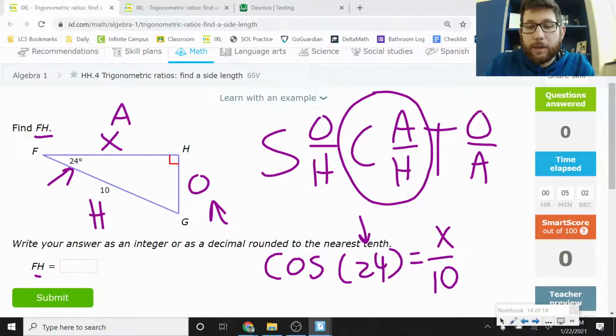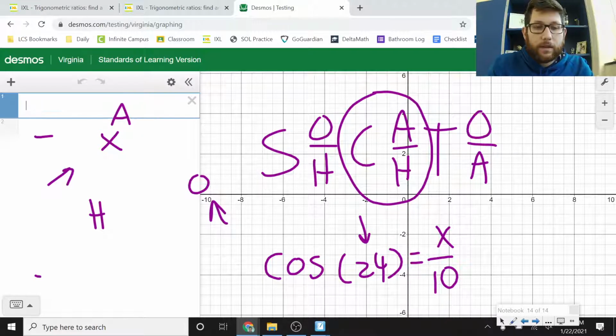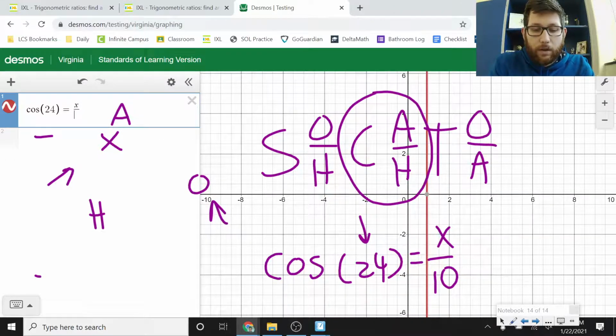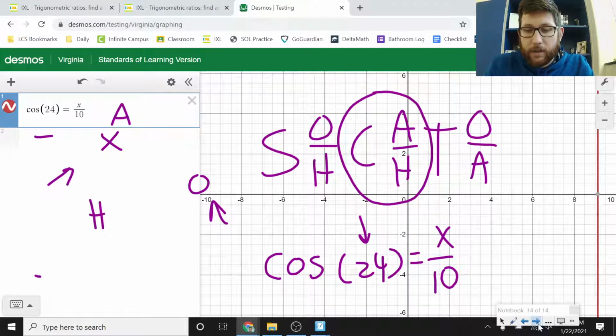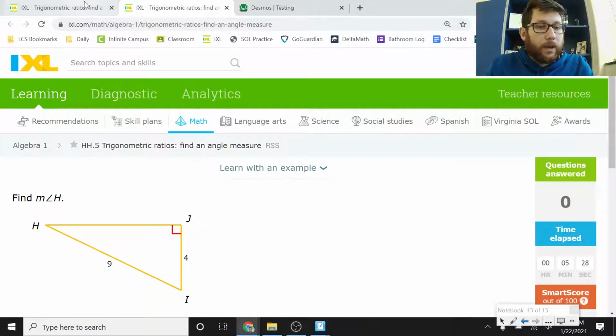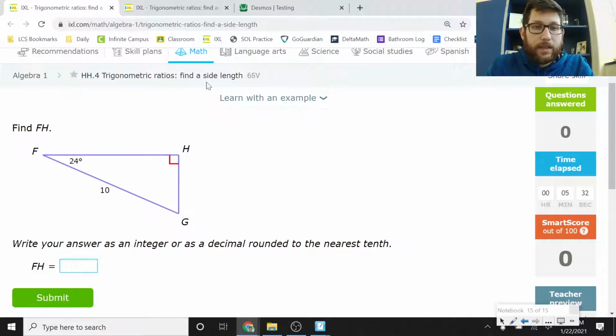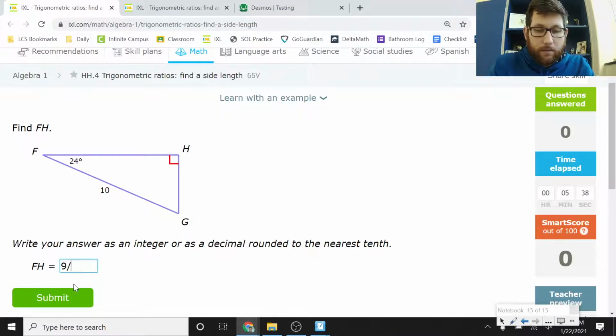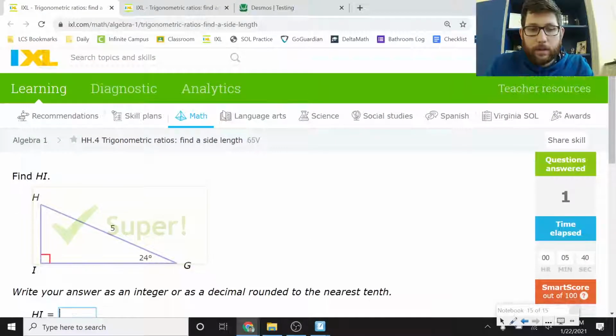All right, now what I'm going to do is type this directly into Desmos. In fact, I'll just bring it right on over here. So I'm going to type in cosine. Notice how it naturally puts that in. Cosine of 24 is equal to X over 10. Let me clear this out of the way. So I typed it in, and notice it gives me an answer right here at 9.135. Now, as I go back over here, it says round to the nearest tenth, 9.135, so 9.1 would be my answer, so 9.1.